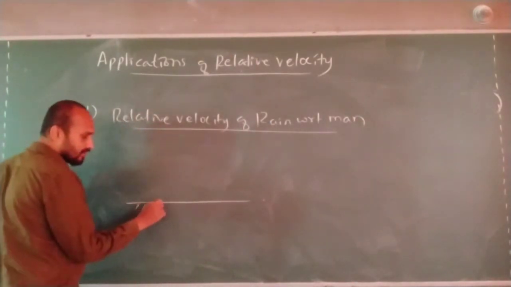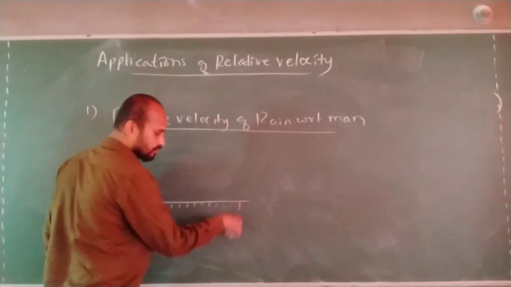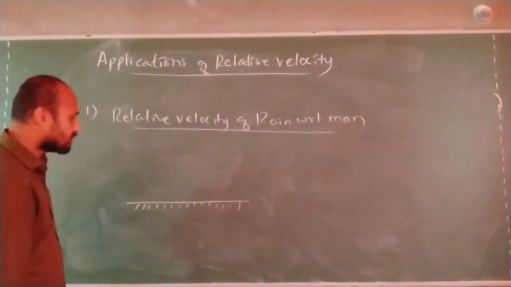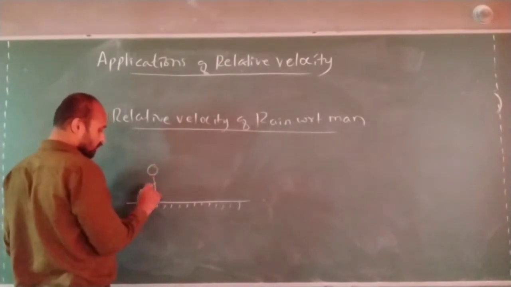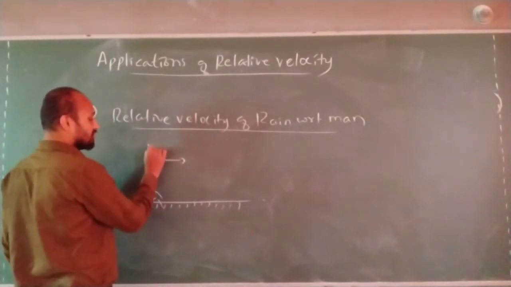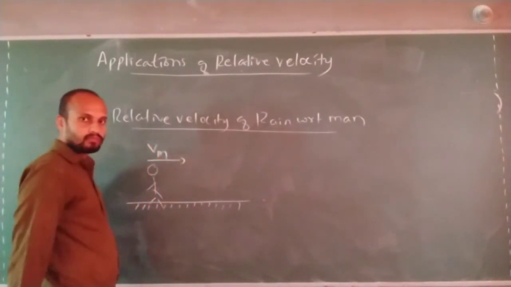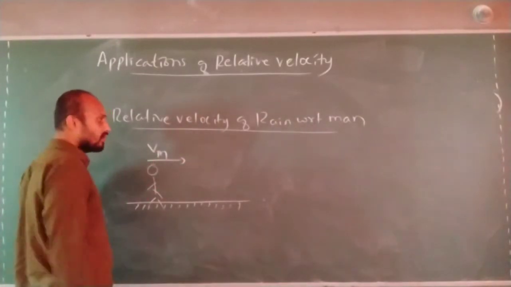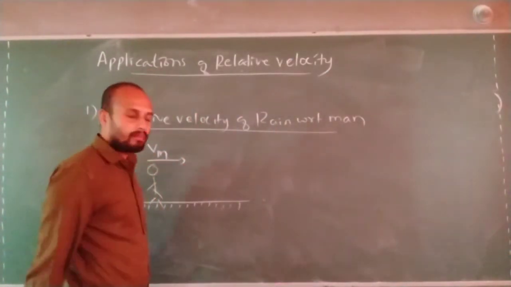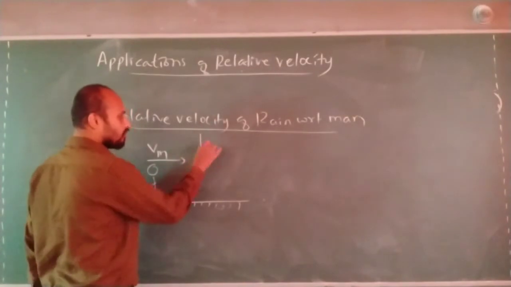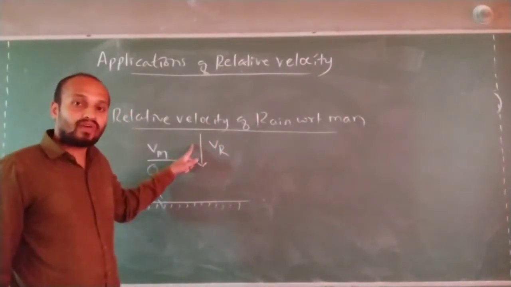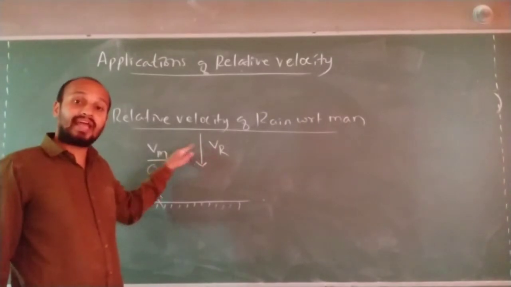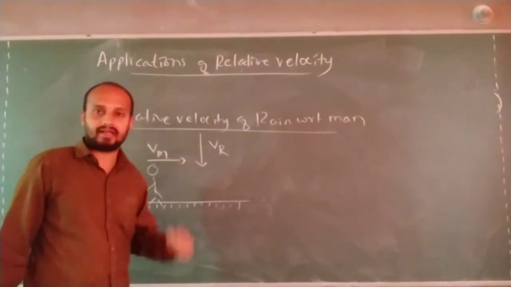Imagine one street is there such that one man is moving with velocity Vm. Think that rain is going to come. The direction of rain will be like this, Vr. I want to find what is the velocity of rain with respect to this moving man.